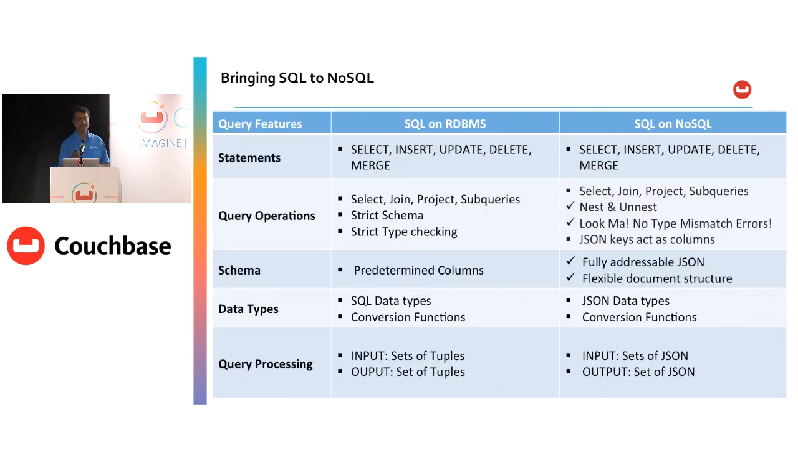Okay, this is the last slide. In summary, in terms of the statements, we have similar statements. In terms of query operations, we have similar ones. Yes, there are some cases where traditional systems have richer query, but we are catching up pretty quickly. And with N1QL, you can have schema over JSON. And finally, this is the core point: what N1QL does is give you the ability to do set-based query processing on JSON.